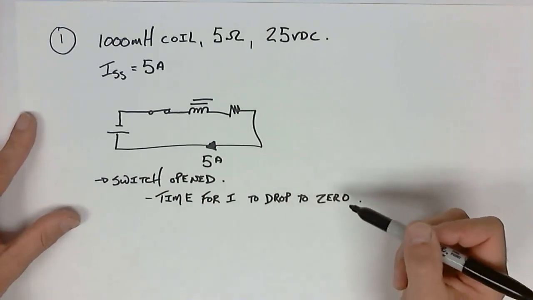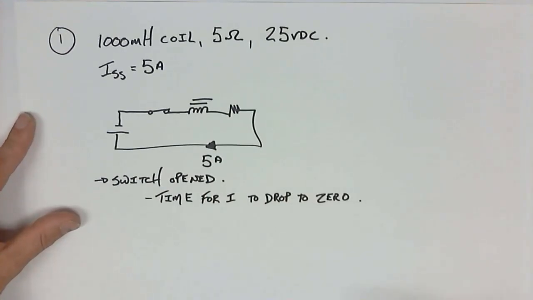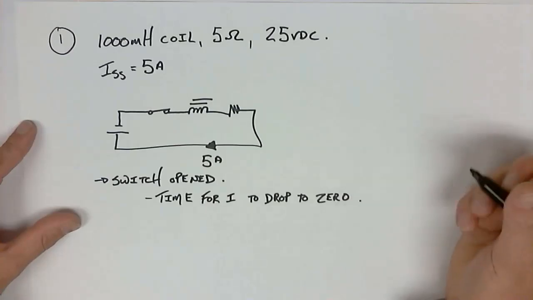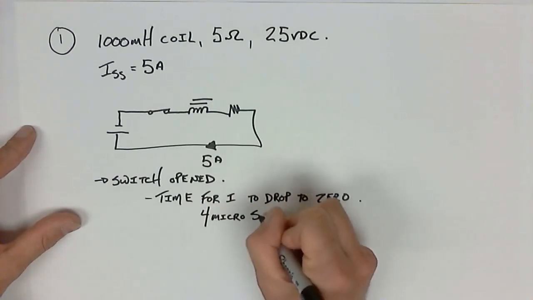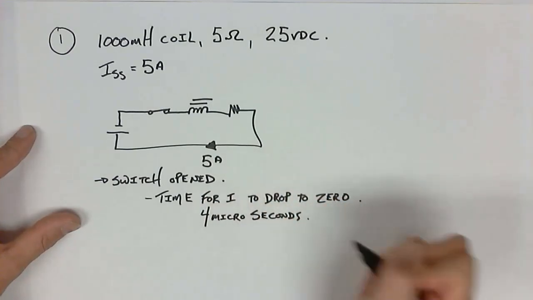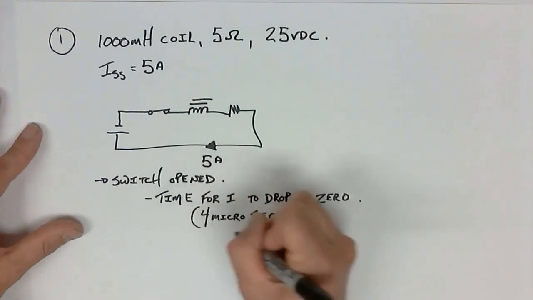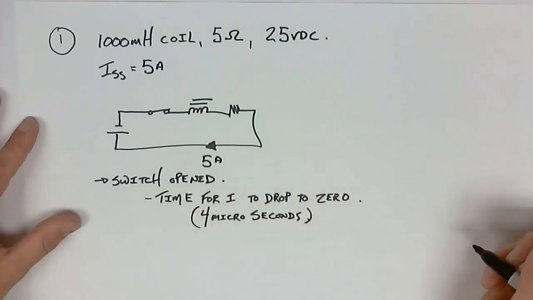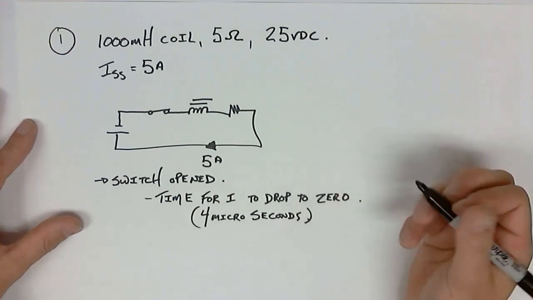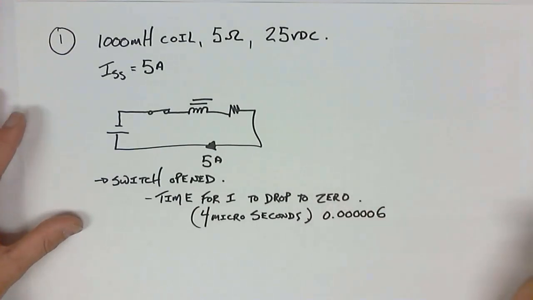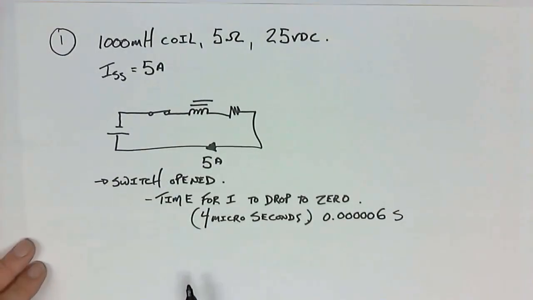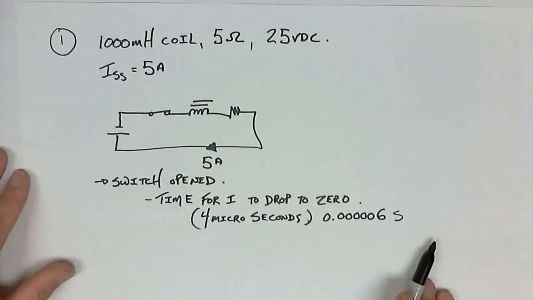Well, for most of us, that's going to be an infinitesimally tiny amount of time. And so what I'm going to measure it in is 4 microseconds, which is absolutely tiny. And 4 microseconds, if we wanted to write that, is going to be 0.000004 (6 decimal places) seconds. So that's the amount of time it takes for the current to drop to 0.